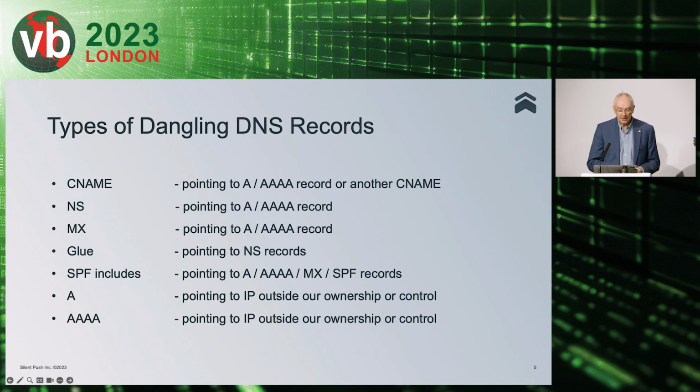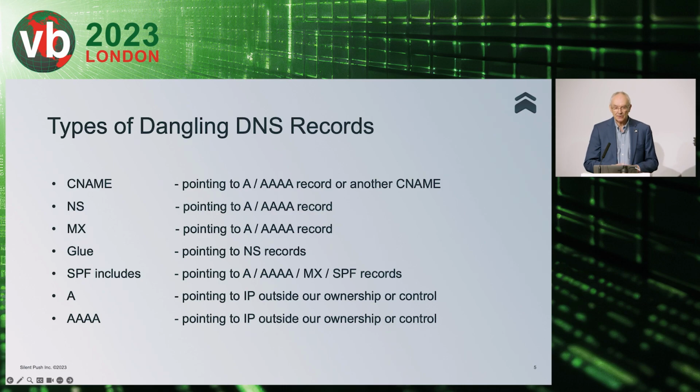The last 2, A and quad A records, they're not pointing to names, but they're pointing to IPs. But they can be dangling as well, and that's typically in cloud environments where A records are set up. If you start up a virtual machine, you get an IP address. Then if you set up an A record to point to that IP address by name, you now have a DNS entry. If you shut down the virtual machine and start it up again, there's a very high chance that you're getting a different IP address the next time.